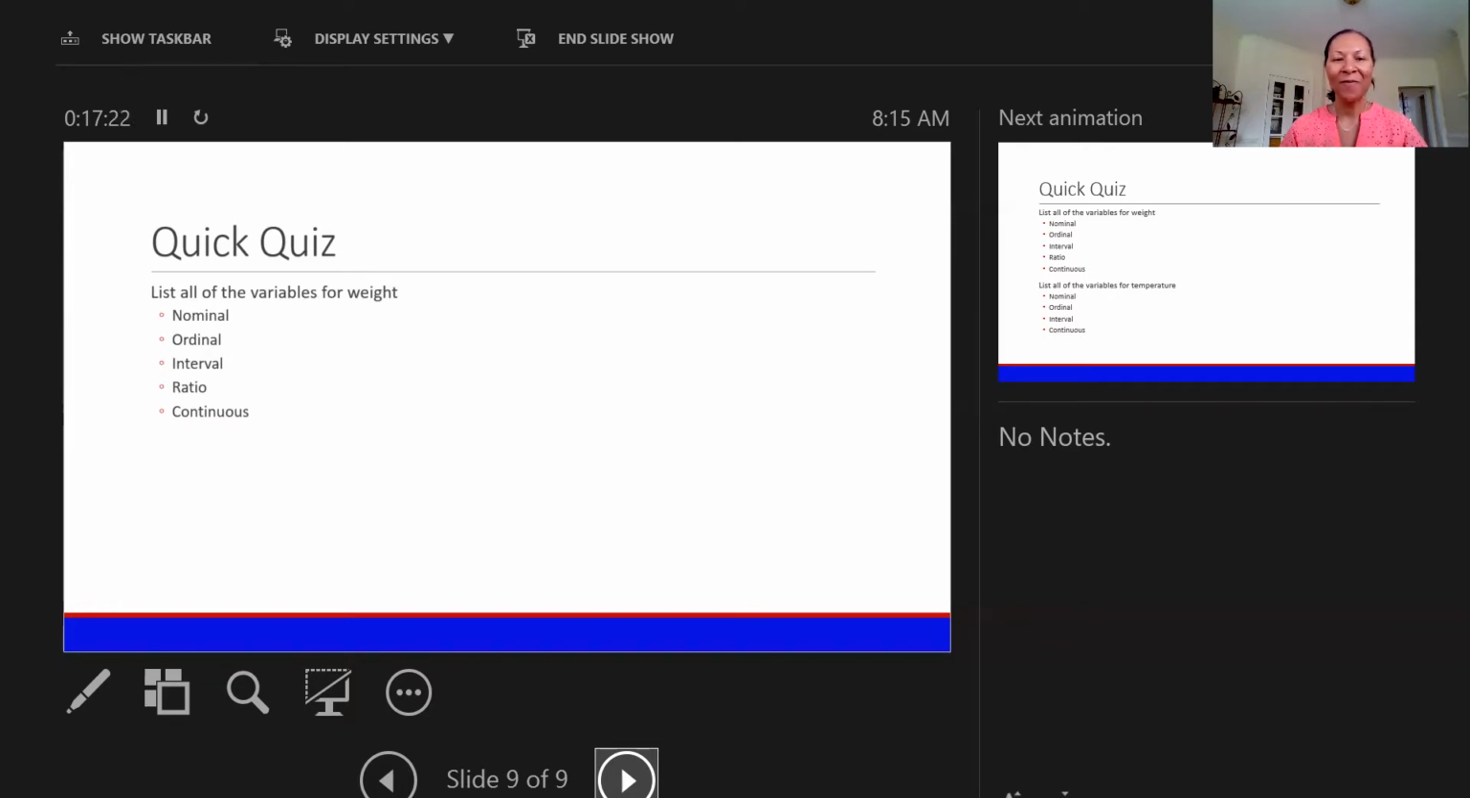So list all the variables for weight. We talked about weight as being nominal. We can classify weight as lightweight, medium weight, heavyweight. So we're thinking about boxing and things like that. We can classify it in that way. Weight can also be ordinal. So again, there's an order to it.